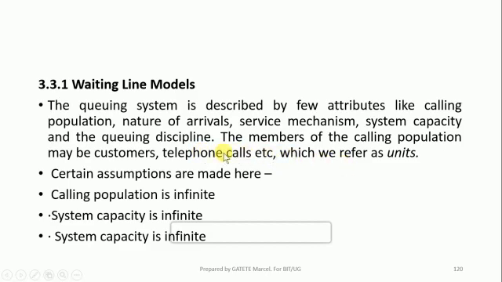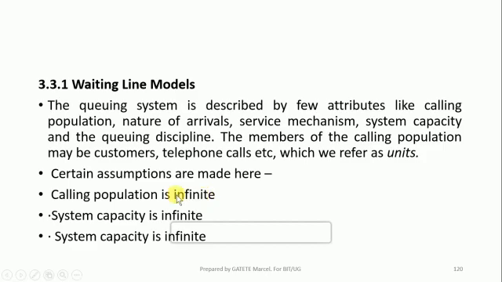Even if we say customers, the customer can be people, they can be computers or anything else. So all of this will be called units. But there may be some assumptions. An assumption means that this is not exact. There can be approximation or assumption, but this is almost real. Calling population is finite.